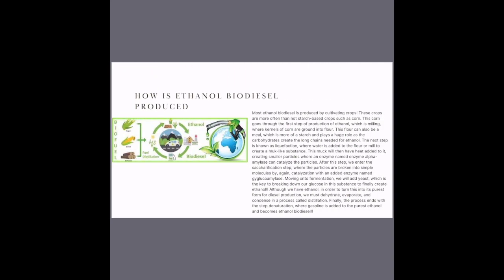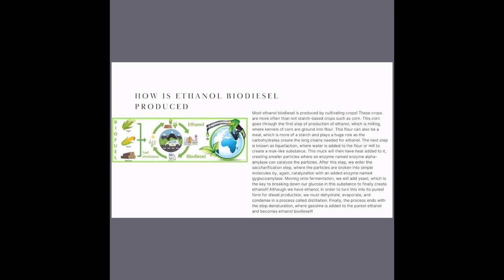Next, we'll be going into how ethanol biodiesel is produced. So on the left, we have a graphic that puts it into simpler terms, but we're going to go through the steps more specifically right now. Most biodiesel, especially ethanol, is created by cultivating crops, specifically starch-based crops like corn. The first step of this is milling, which turns the kernels of corn into flour, or they can be turned into meal, which is more known as starch. And this plays a huge role because it contains carbohydrates that create chains that are needed for ethanol.